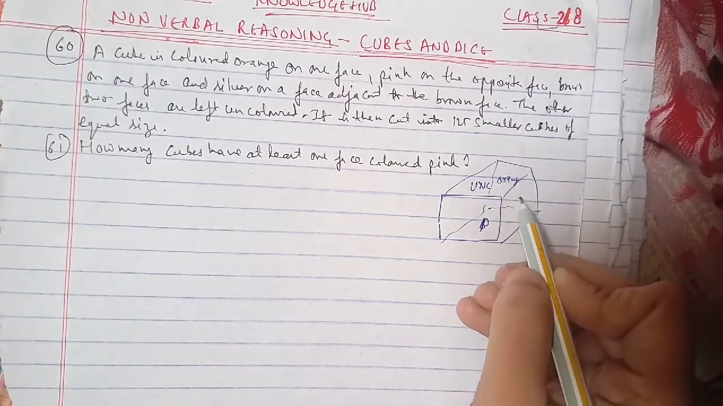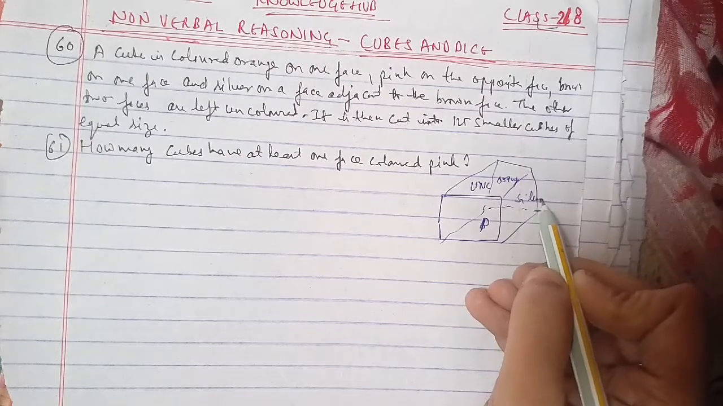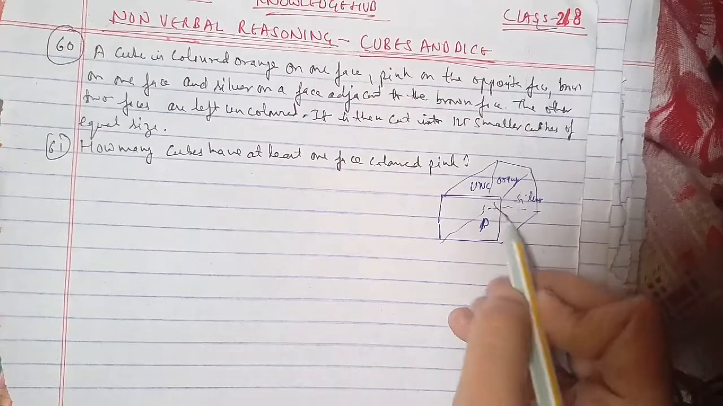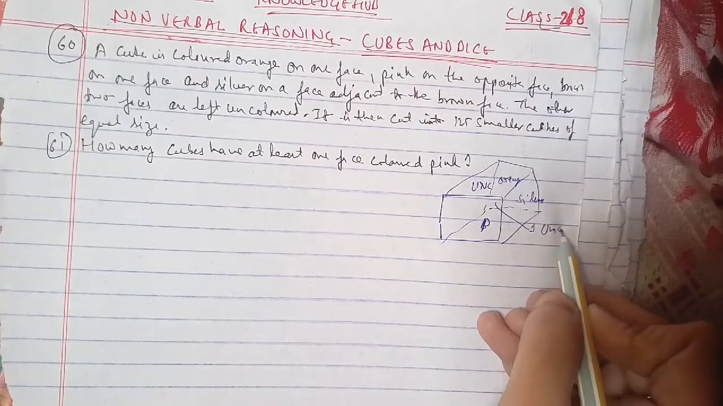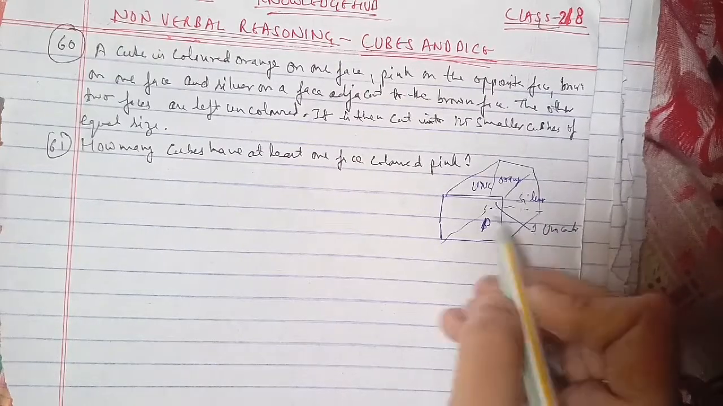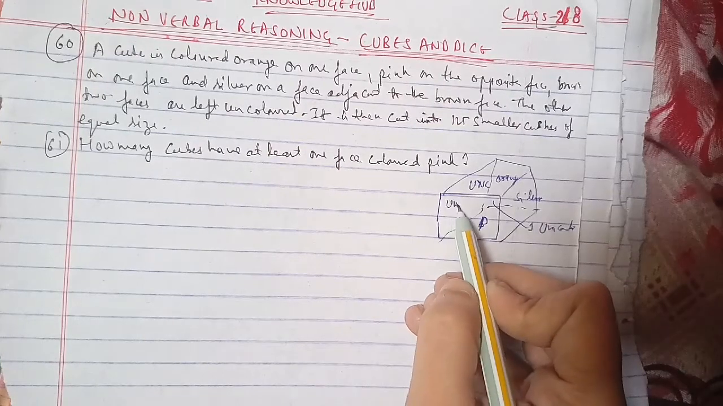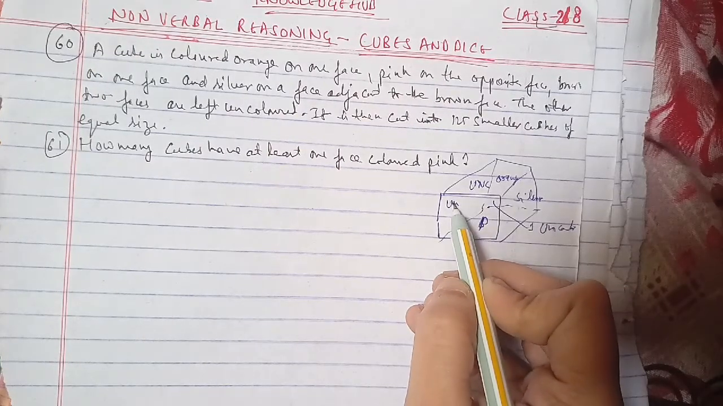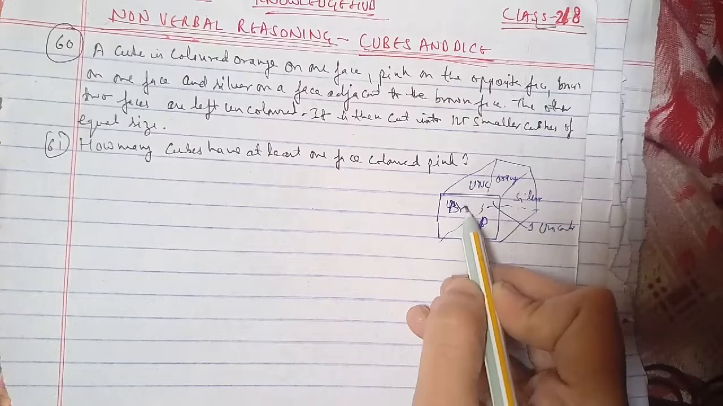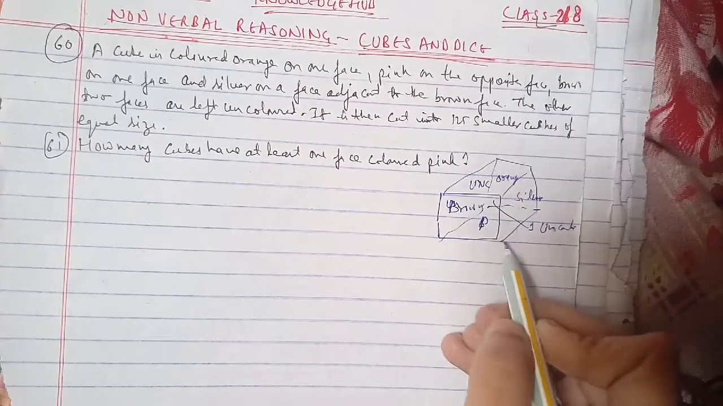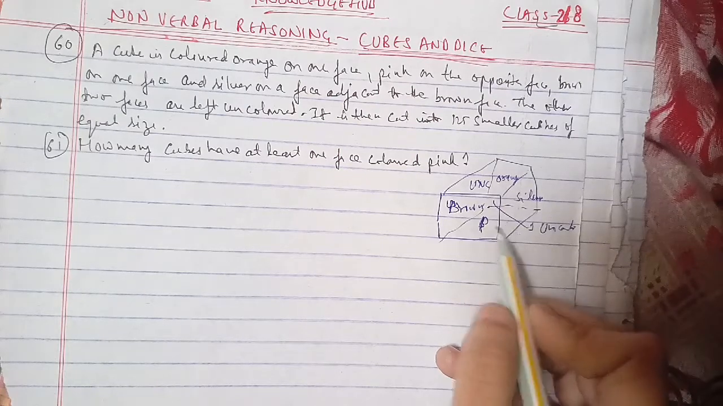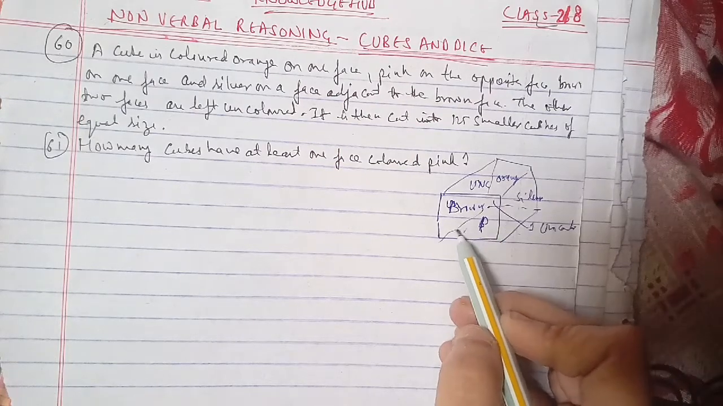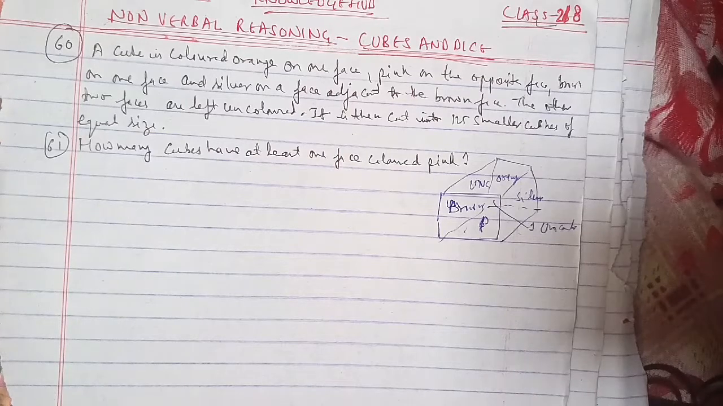The side one is silver, and the back is uncolored. This is also uncolored. This is the brown one. This is the pink, as I told you. So we have two uncolored faces, orange, silver, and brown. This is what is represented here.